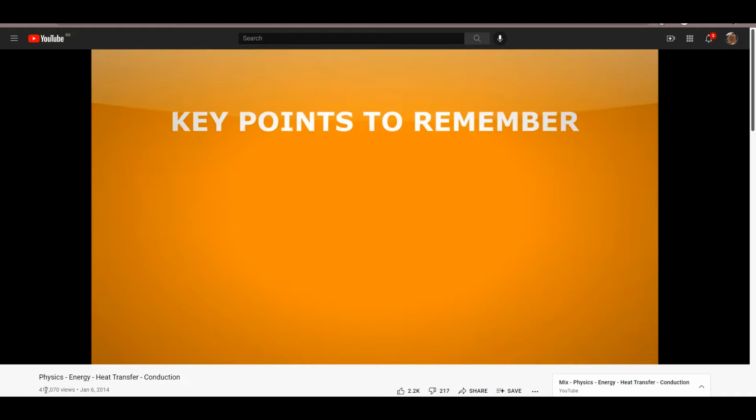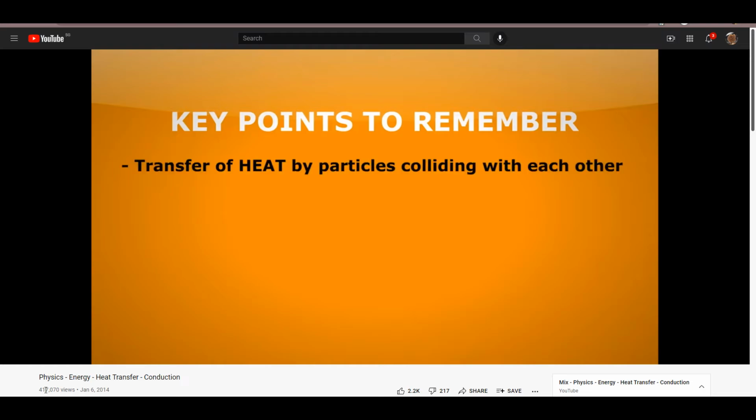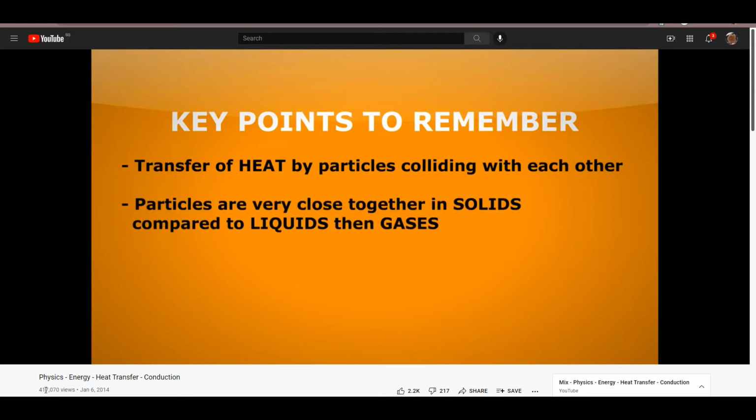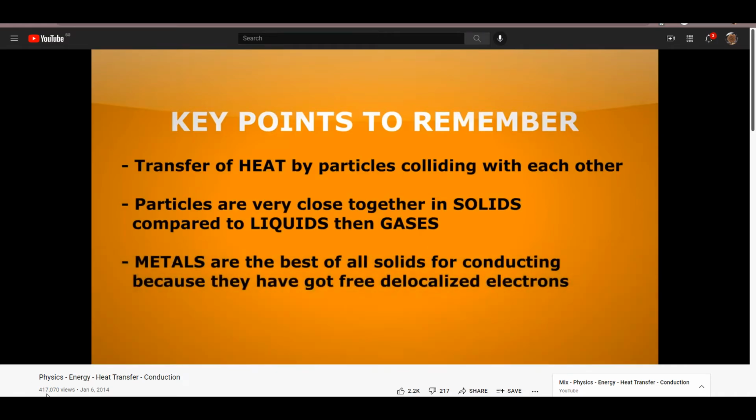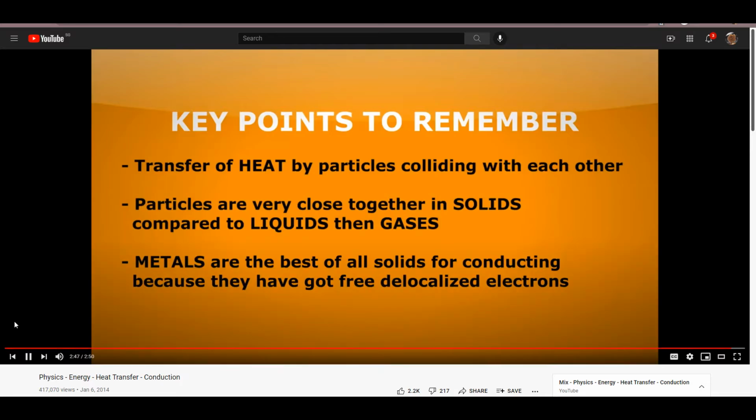So, what's the key information to remember from this? Well, the key information to remember is that conduction is the transfer of heat via particles colliding with each other. Solids are the best at conducting because the particles are so close together. Liquids would be the next best, but they're pretty rubbish, and gases would be awful because the particles are so far apart they don't collide very often. Also, metals are the best of all solids at conducting because they've got free delocalized electrons, which can transfer heat from one end to the other very, very quickly.